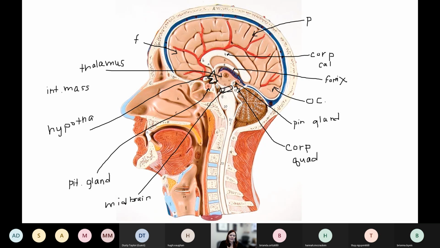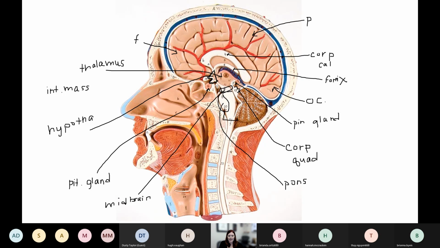Down below the midbrain, we've got this big bump that we see right here, number 20. This big bump that is number 20 is something called the pons. The pons has the pontine respiratory center, which helps us with the process of breathing. So keeping us breathing thanks to our pons.